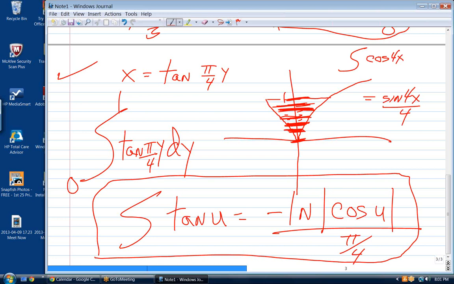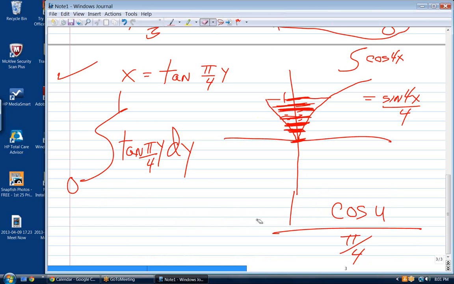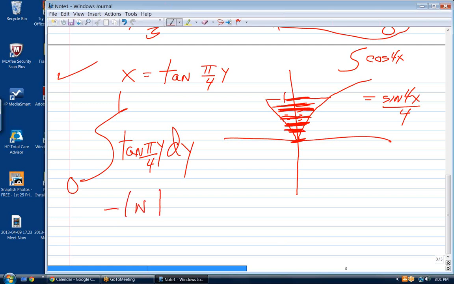All right. Okay, so the integral of tan of pi over 4y is minus natural log cosine of pi over 4y divided by pi over 4, the coefficient. So this becomes minus natural log of absolute value of cosine of whatever the argument is, divided by pi over 4 or multiplied by 4 over pi.